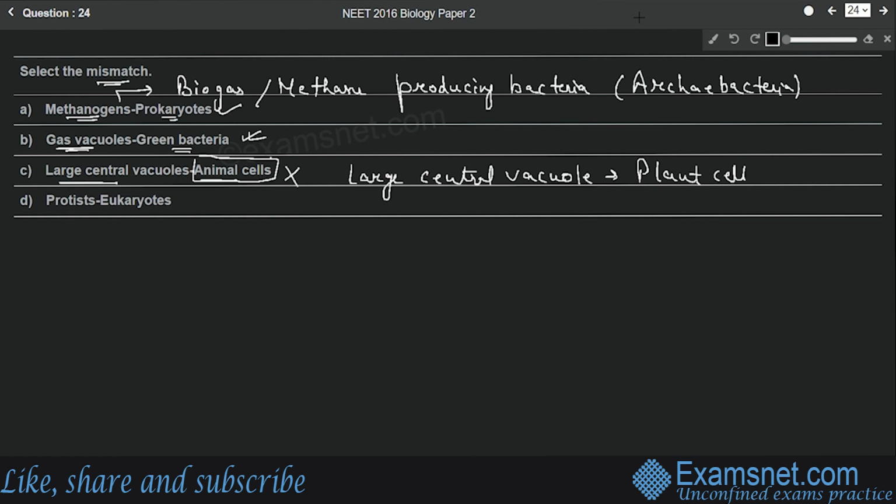And the last one, protists are matched with eukaryotes. Yes, this is true. We know that protists are eukaryotic in nature. They have a well-defined nucleus along with nuclear membrane. Okay, so the only mismatch here is the option number C. So this is the correct answer.